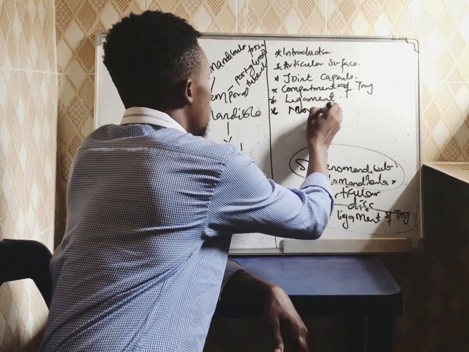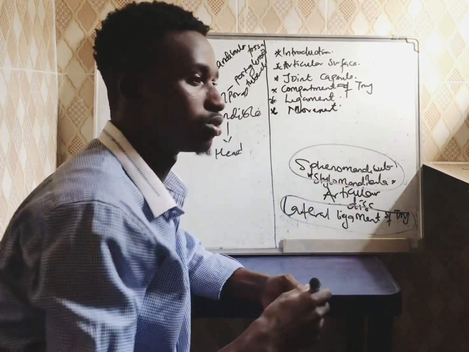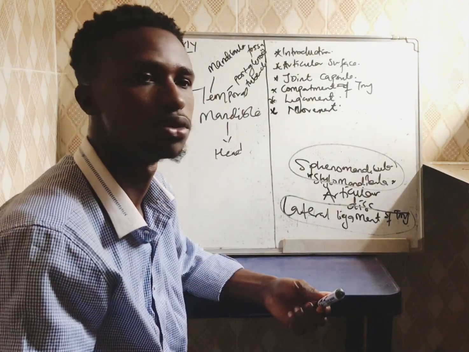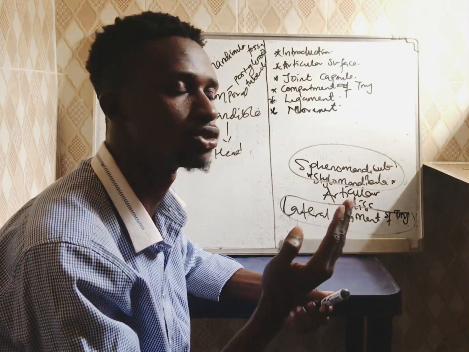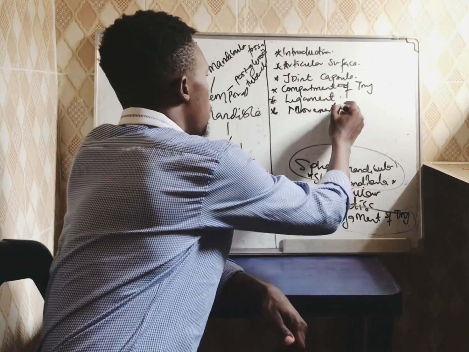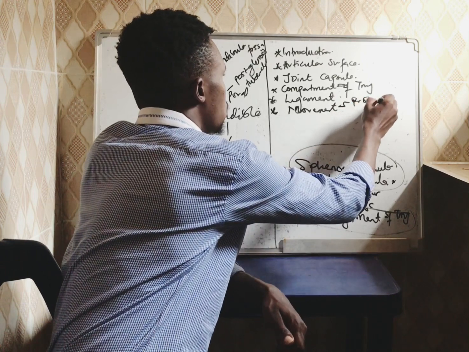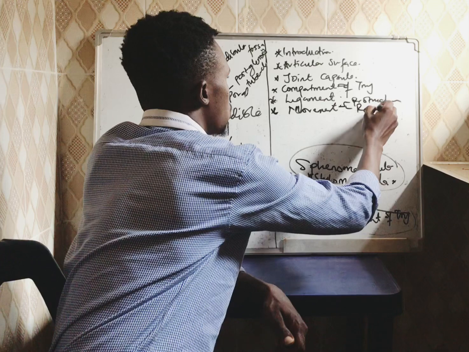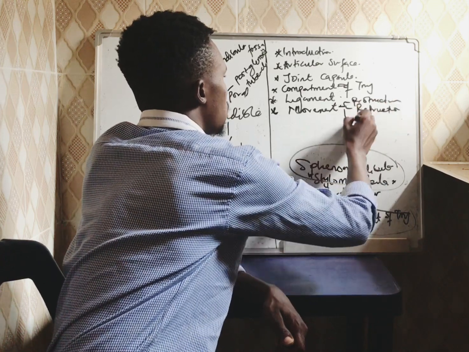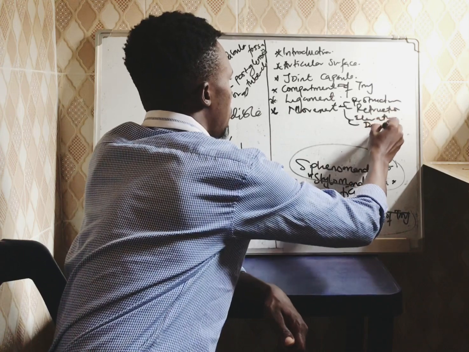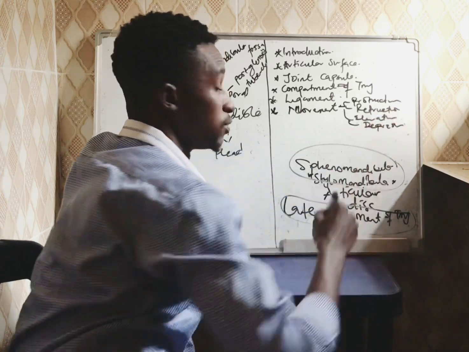After knowing the ligaments of the TMJ, we move on to what we refer to as the movement of the TMJ. The movement of the TMJ includes depression, elevation, protrusion to go forward, and retrusion to go backward. Protrusion, retrusion, elevation, depression. These are the movements of TMJ.